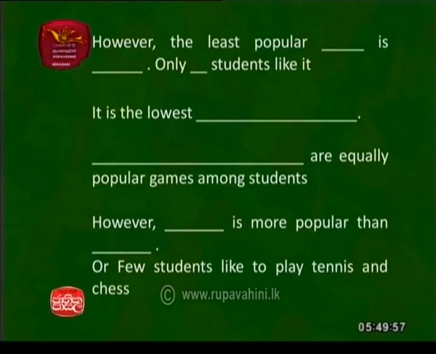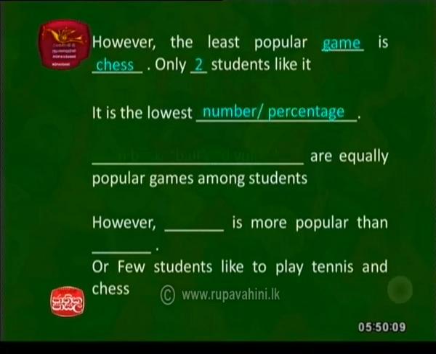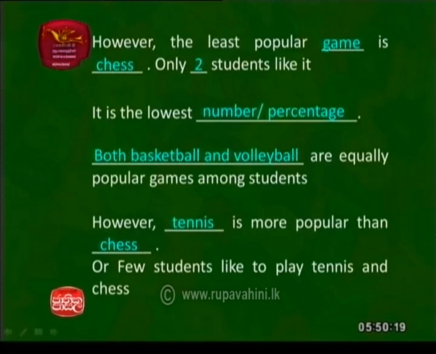However, the least popular game is, shall we give the answers to them? Game is chess. Only how many students? Only 2 students like it. It is the lowest percentage or number. Here it's the number, right? Both basketball and volleyball are equally popular games among students. However, this is the conclusion. Tennis is more popular than chess, or few students like to play tennis and chess.